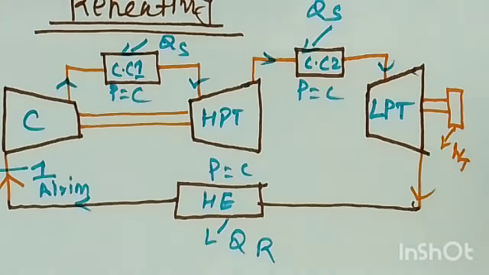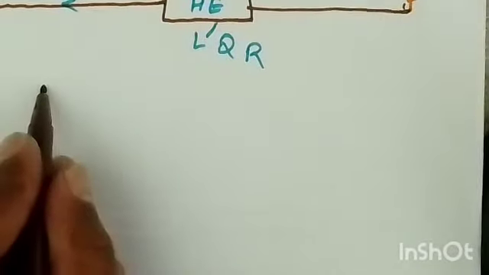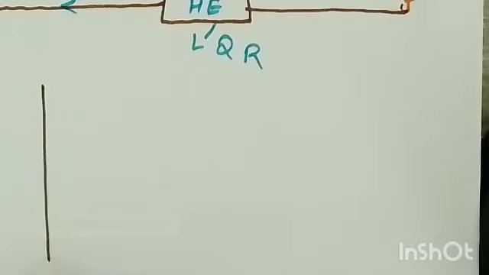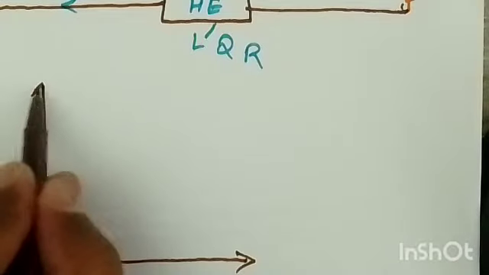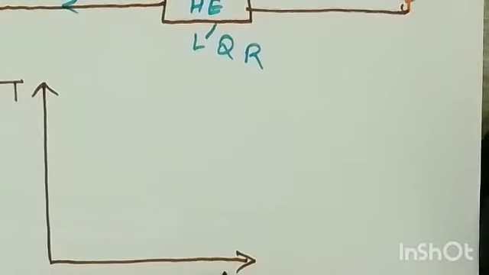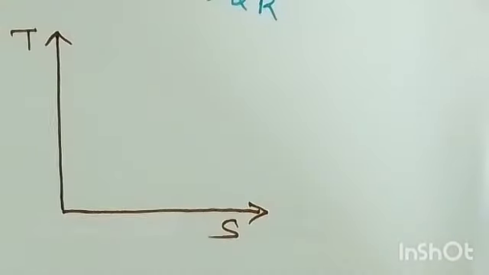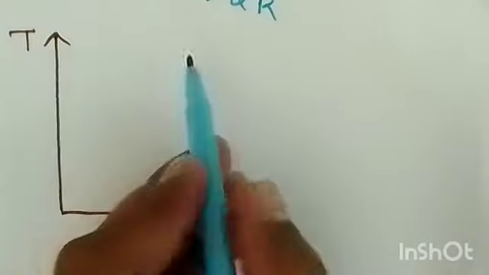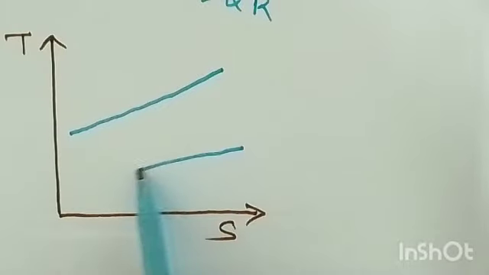If you draw this whole mechanism on the TS diagram, then how does it look like? So let's see that. We'll draw the TS diagram. Okay, so this is your temperature and this is the entropy, right? Okay, so as this is the temperature and entropy, we can say here that this is the high pressure line, right? And this is the low pressure line, right?